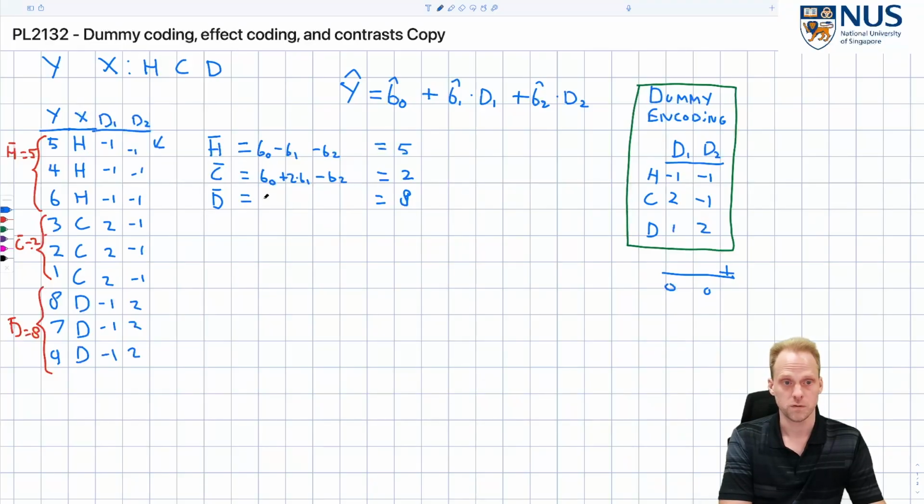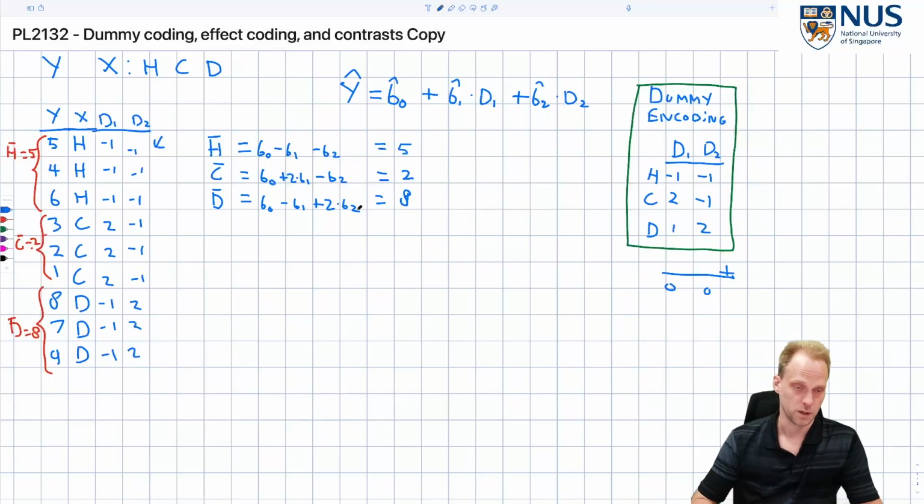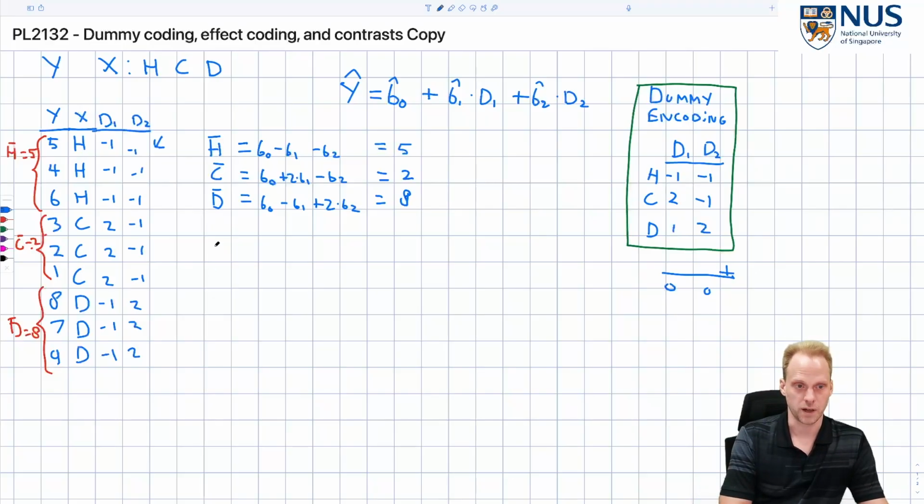And for dogs, we have B0 minus B1, so minus 1 times B1, plus 2 times B2. It's a bit more complicated, right? But let's say we are interested in the effect, the difference between cats and hamsters. Let's say I expect that cats are happier than hamsters, but if not, then the null hypothesis would be that this is 0. So what is this?